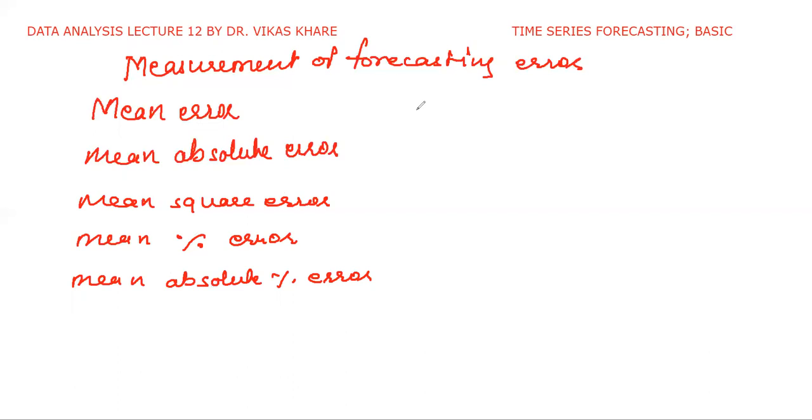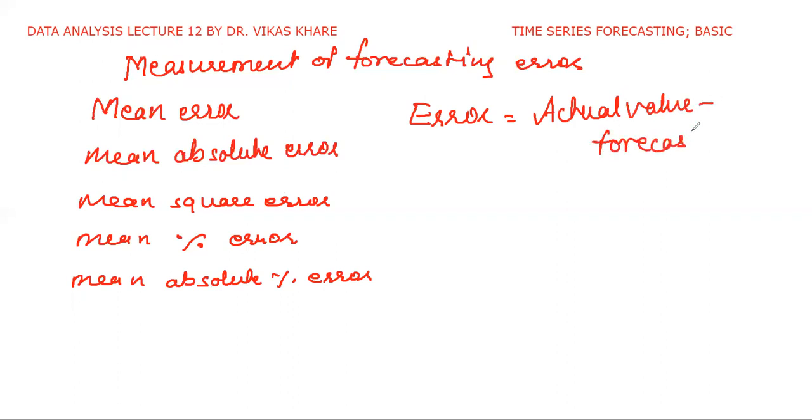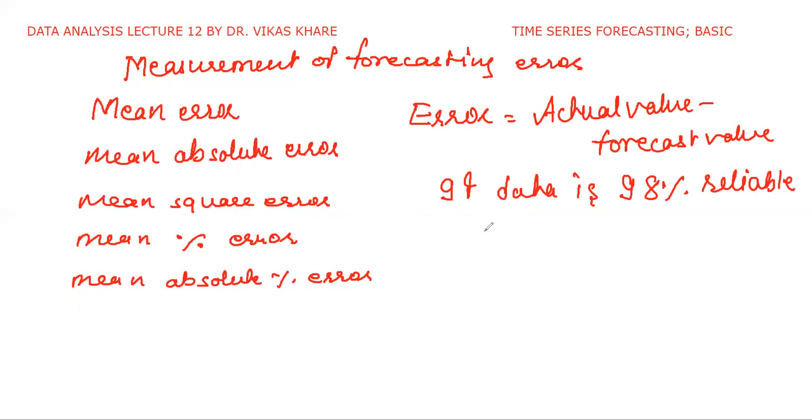Then what is the meaning of error? The difference between actual value minus forecast value. So if data is 98% reliable, that means the chance of error in that data is equal to 2%. In the field of forecasting, it is very necessary to identify the measurement of forecasting error.